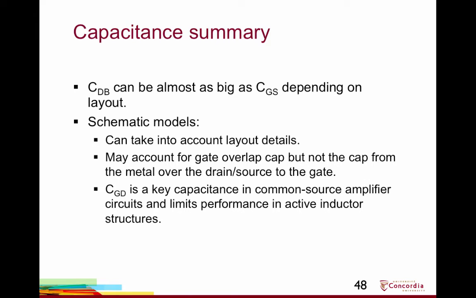So oftentimes, in the schematic, we can specify the number of fingers and how the source and drain areas are shared. The model will account for gate overlap capacitance from the polysilicon gate down to the surface of the diffusion area. But the intrinsic schematic model may not account for the overlap or the fringing between the metal that's on top of the source and drain and the polysilicon gate. So it's really important to do post-layout simulation on any layout to get all the capacitive effects out.